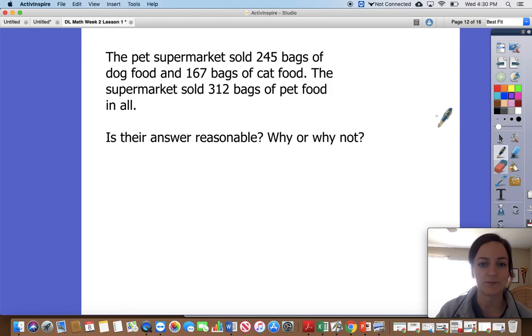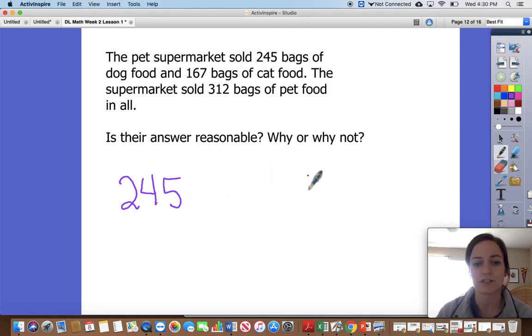A pet supermarket sold 245 bags of dog food and 167 bags of cat food. The supermarket sold 312 bags of pet food in all. Man, I can't read. Is their answer reasonable? Why or why not? Okay, so we are going to round. Let's round to the nearest, we could do hundreds. Yeah, we could do hundreds. Or we could do, let's do tens, just so we can get a more accurate answer. So 245 is dog food, and 167 is cat food.